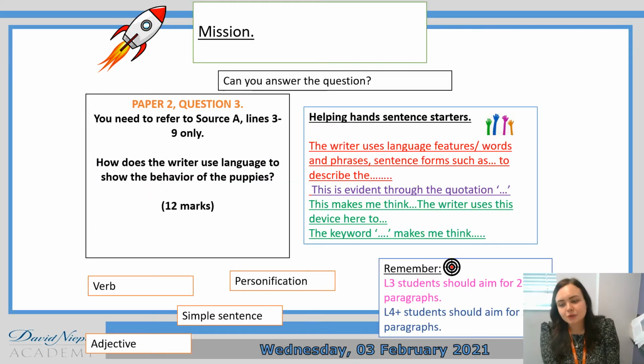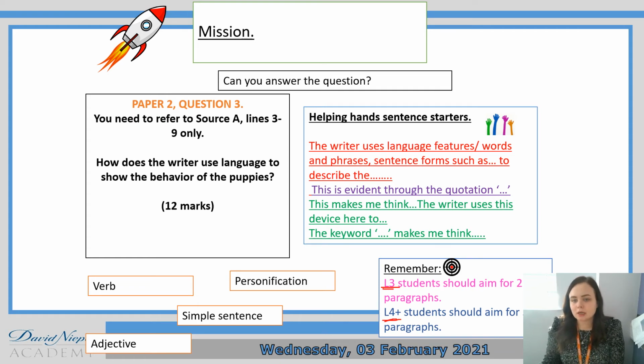So what I'd like you to do this lesson is have a go at answering the question for me, okay? Technically, if you did the work last lesson, this shouldn't be too difficult as we've just discussed. So the question says you need to refer to source A, lines 3 to 9 only. How does the writer use language to show the behaviour of the puppies, and it's worth 12 marks. So for you to be able to achieve a level 3, I'd expect 2 PEEK paragraphs. And for you to be able to achieve a level 4, I'd be expecting 3 PEEK paragraphs.